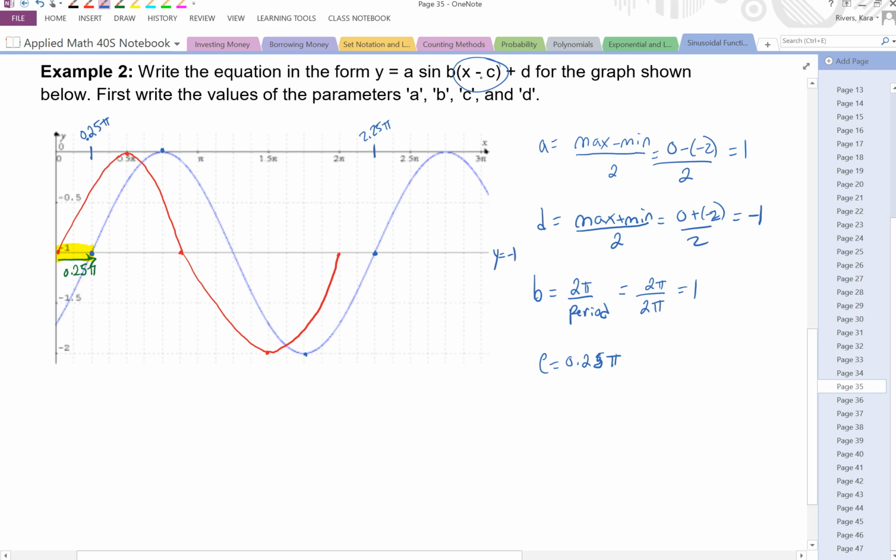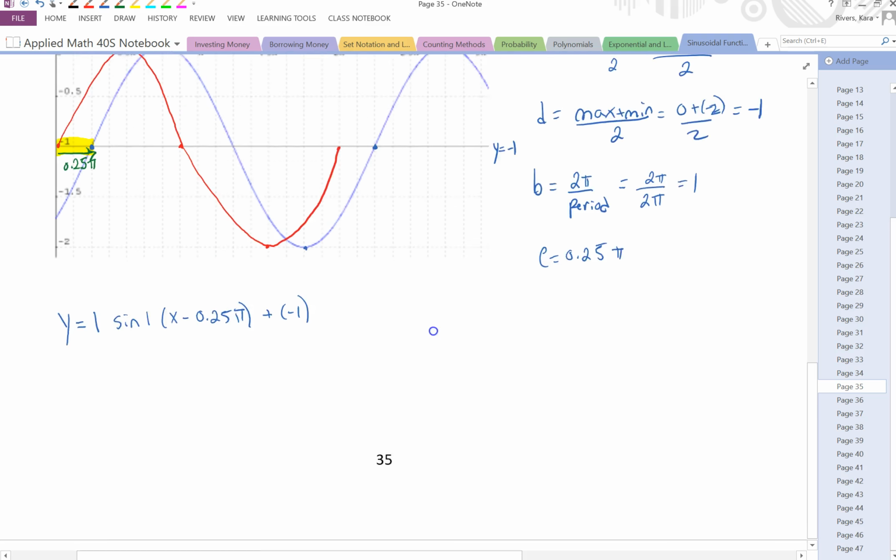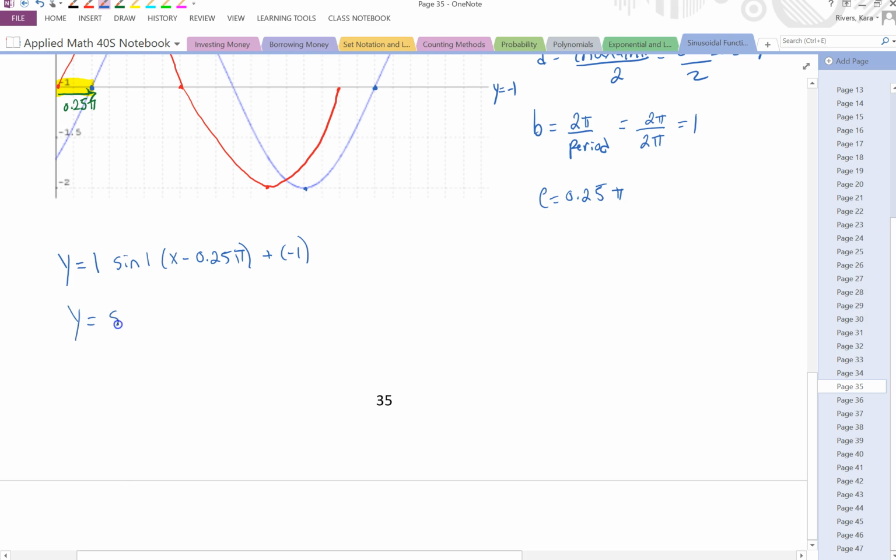All right, let's go ahead and write this into our formula. Our equation becomes y is equal to a, which is 1, sine of b, which is 1, x minus c, which is 0.25 pi, plus d, which is -1. So if we were to write that out, simplifying it, it would be sine of x minus 0.25 pi, minus 1.